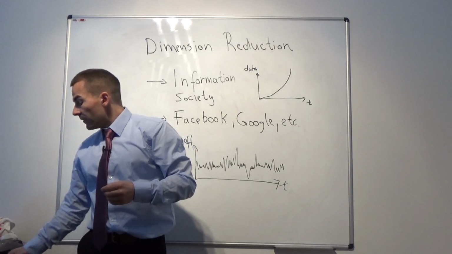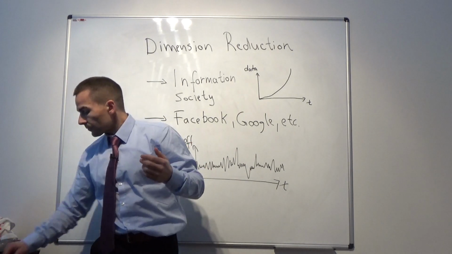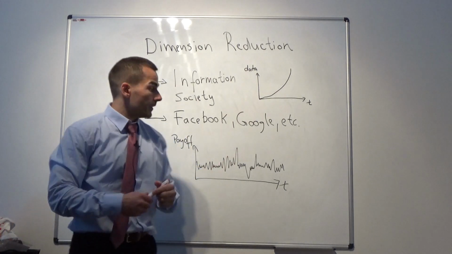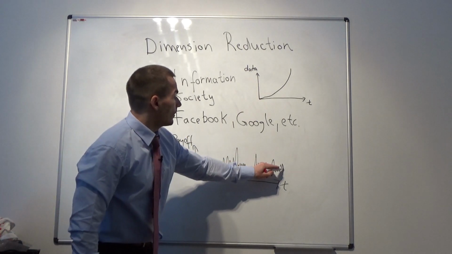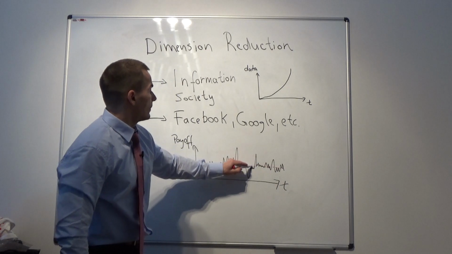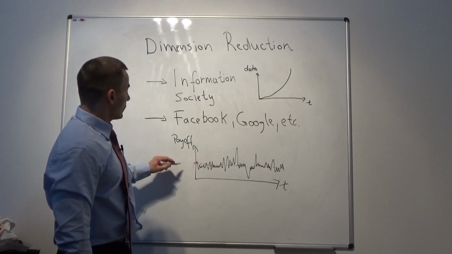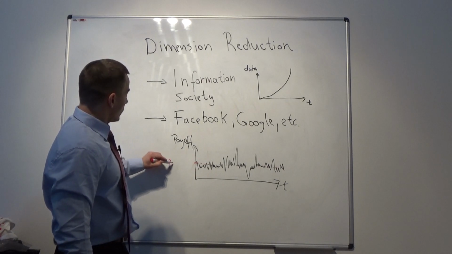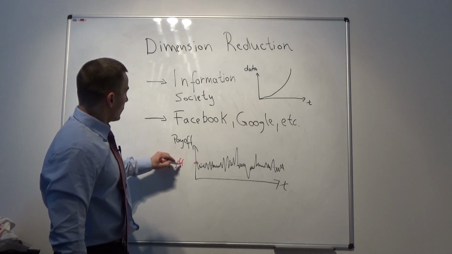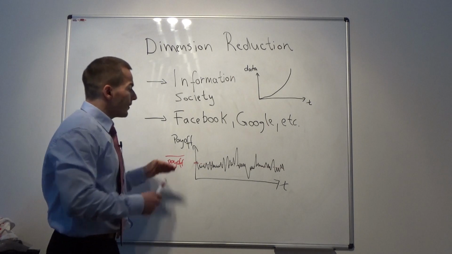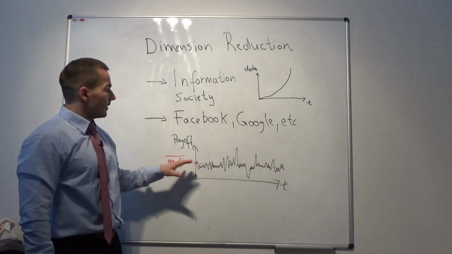If you're interested in the average payoff, which is the signal here, it's obviously only this one here. It's the average payoff, denoted as payoff bar. It's the average of your payoffs. That's the signal. The rest is the noise.